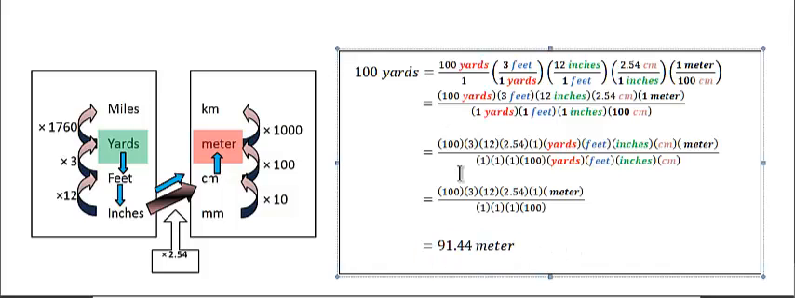91.44 meters. 100 yards is equal to 91.44 meters. Okay, they are all that simple. I could do a few more unit conversions, but what I'm going to do is break the video here, and in a separate video I will show you not only a couple of examples of this, but several examples of different, more complicated things.